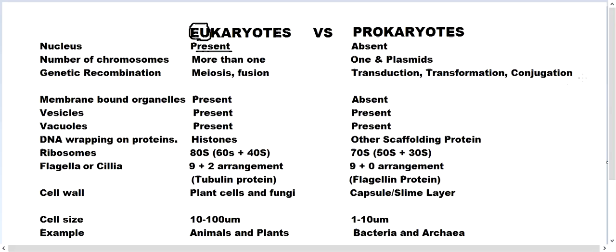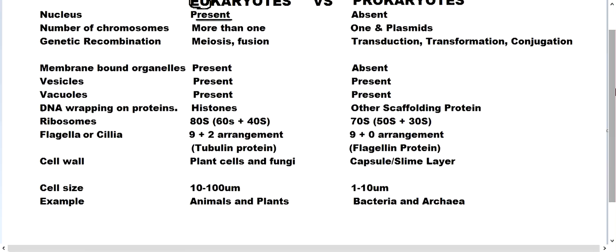So it is a very complex structure, the cell wall of the prokaryotes. The cell size in eukaryotes is 10 to 100 micrometer, and in prokaryotes it is 1 to 10 micrometer. So you can imagine the eukaryotes to be 10 times the size of prokaryotes. Examples can be plants and animals, and also fungi and protista. But in prokaryotes, the examples are bacteria and archaea.